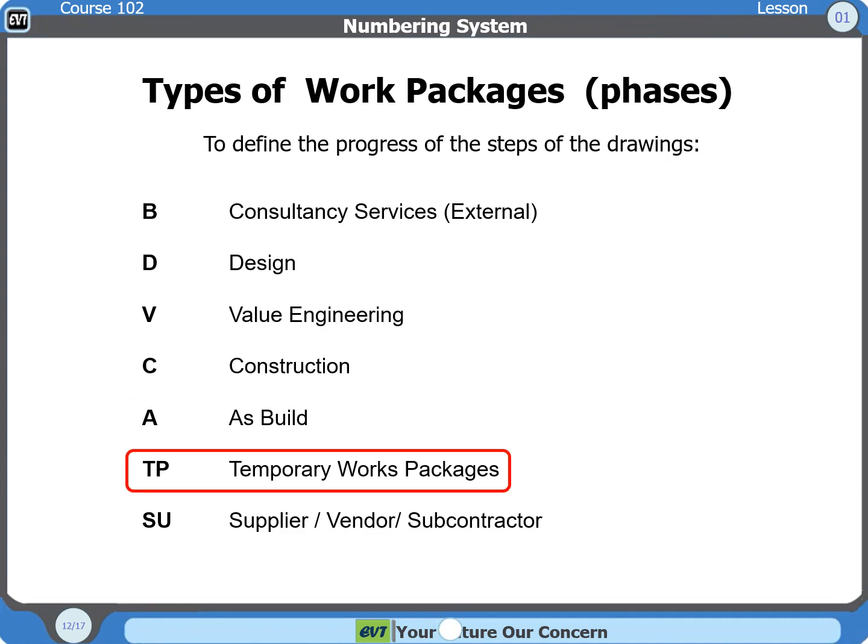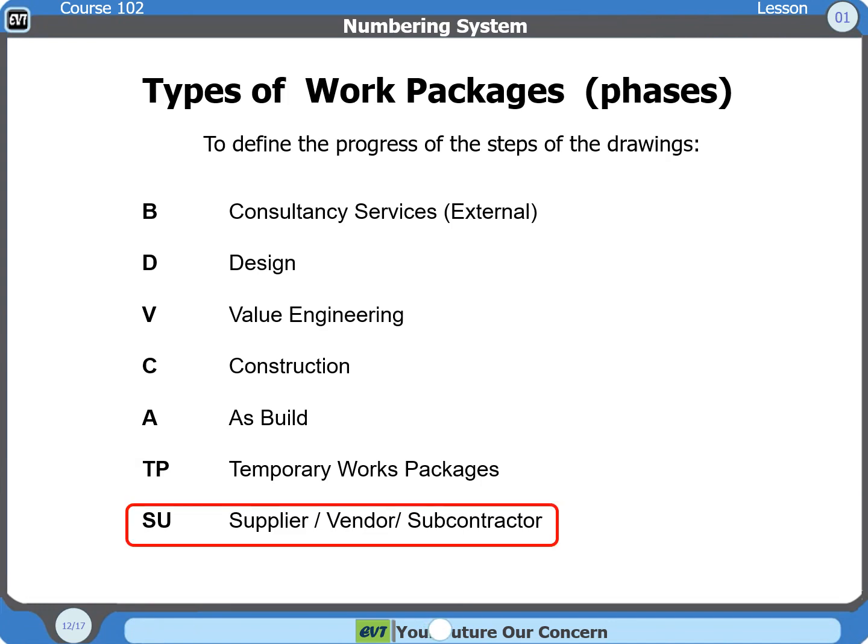Next we have temporary works packages. This phase is used to support and protect an existing structure or the permanent works during construction. After that we have suppliers, vendors and subcontractors. This is a drawing phase prepared by subcontractors, suppliers, or fabricators. They generally relate to prefabricated components. These are the types of work packages. The drawing passes through these phases.